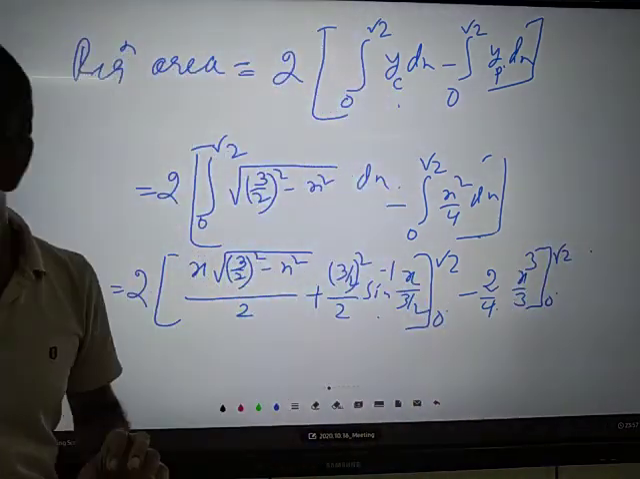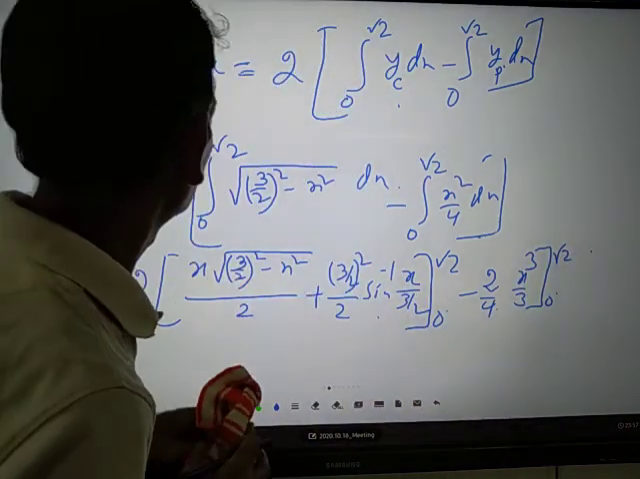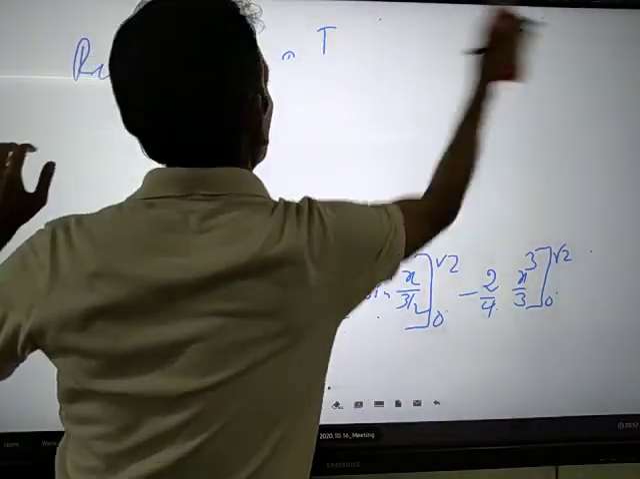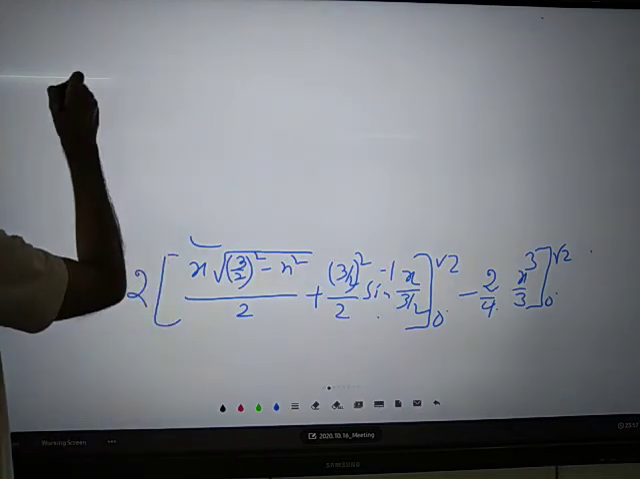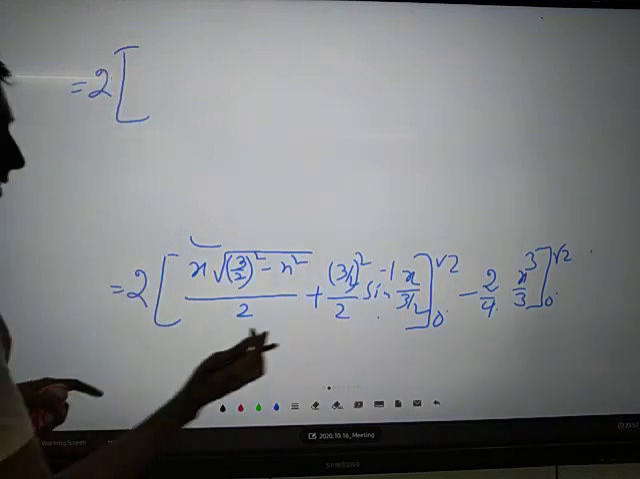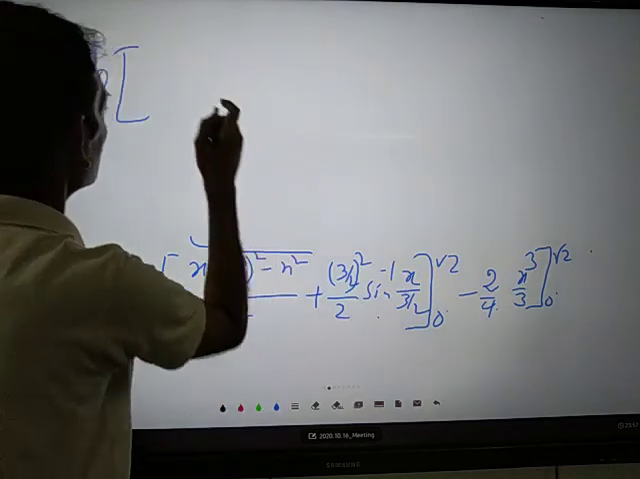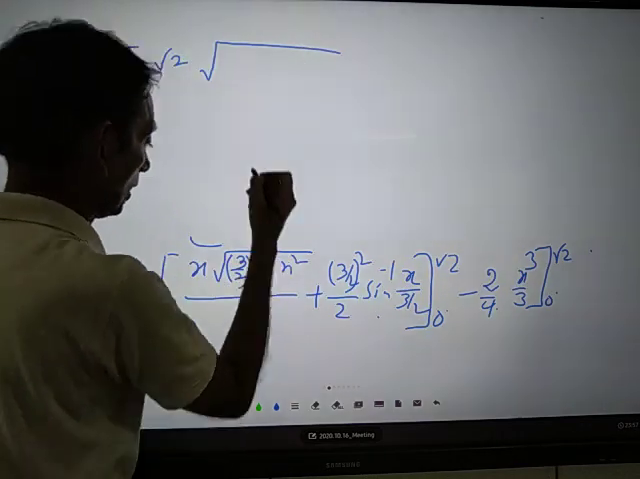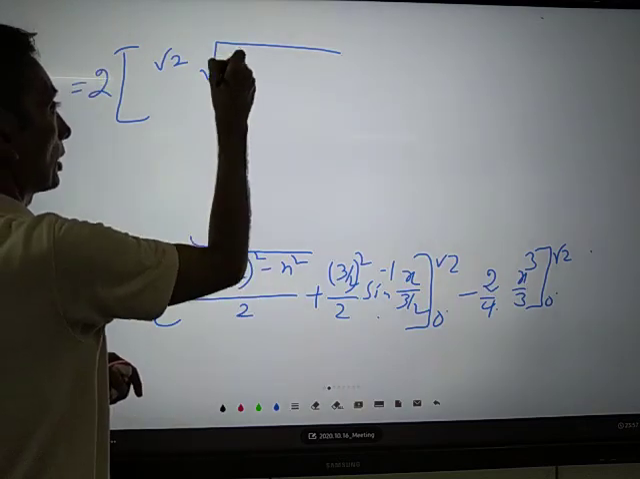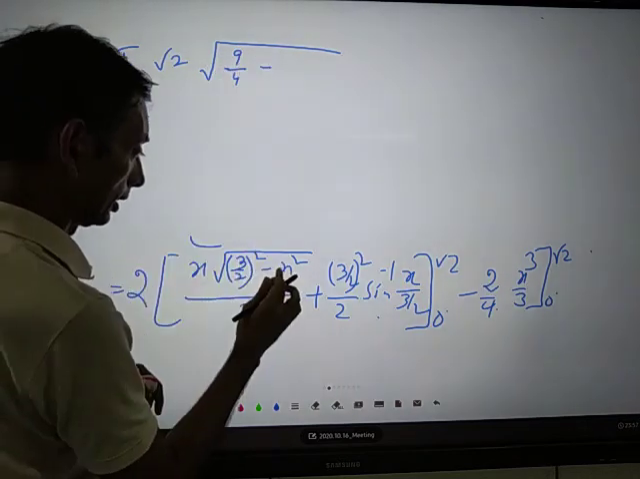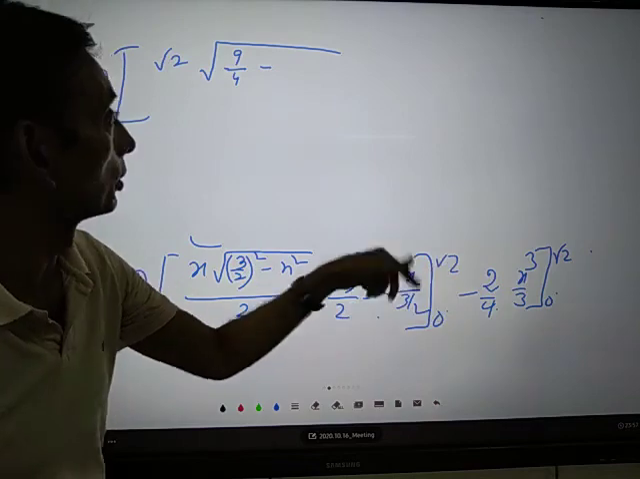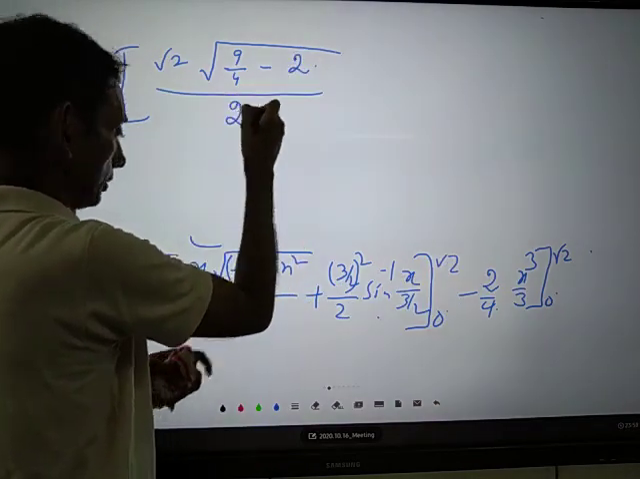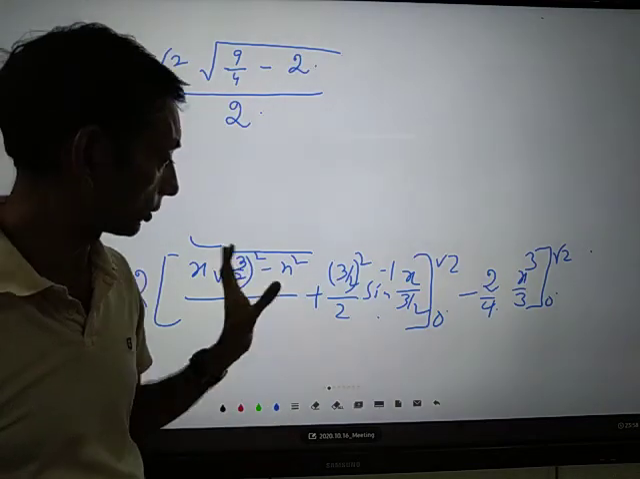So we need to just substitute the limits now. Next, in place of x, we will substitute root 2, and on the root 3 square by 3 by 2 square means 9 by 4, minus x square, so x is equal to root 2 square, this gives us 2, right? This is by 2. I hope you could follow the steps.